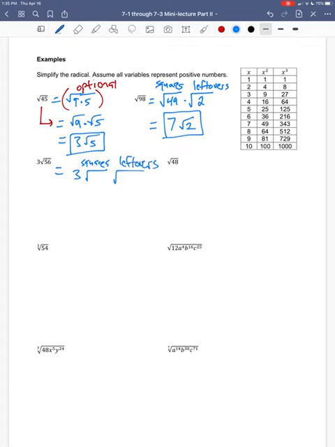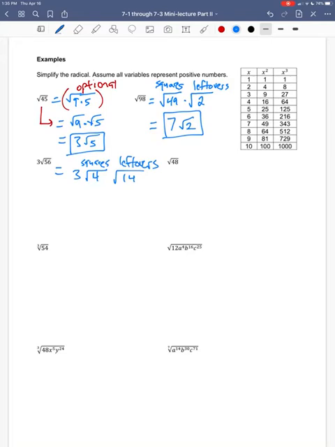Okay, so I need to find something that will go into 56 that's a perfect square. So something on this list that goes into 56. Well, let's see, 49 doesn't divide into 56. Neither does 36. 25 times 2 is 50, so it doesn't go into 56. 16 times 4 is 64, 16 times 3 is 48, I don't get 56. 9 doesn't go into 56. 4 does. Now, if you don't recognize that, remember you can use your calculator. 56 divided by 4 is 14. So that means I can do 4 here and 14 here.